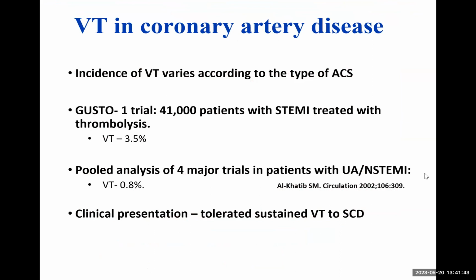VTAC in coronary artery disease, the incidence varies and depends. Patient with ST segment elevation have 3.5% risk of having VTAC, while patient with unstable angina or non-ST segment elevation, about 1%, 0.8% risk of having ventricular tachycardia. And clinical presentation could be tolerated sustained VTAC or sudden cardiac death.